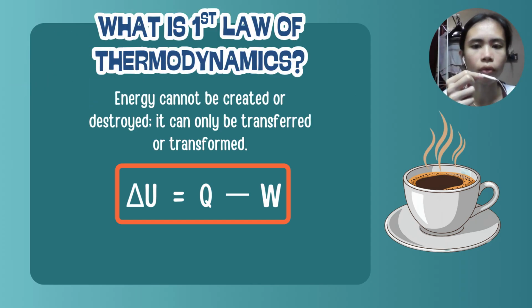So, what is the first law of thermodynamics? It states that energy cannot be created or destroyed, it can only be transferred or transformed. So basically it means that energy is conserved. Based off of this law, we can derive an equation which tells us that the change of internal energy is equal to the heat added into the system minus the work done by the system.